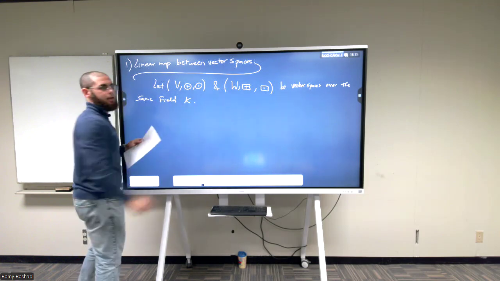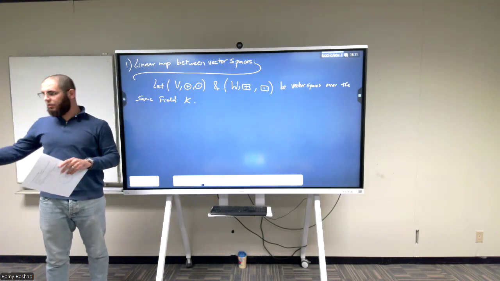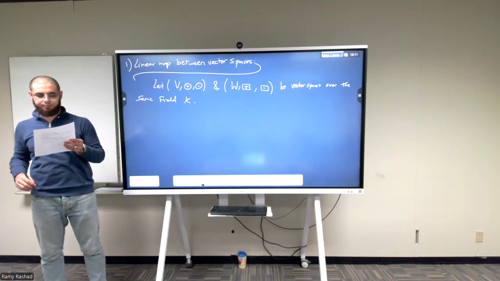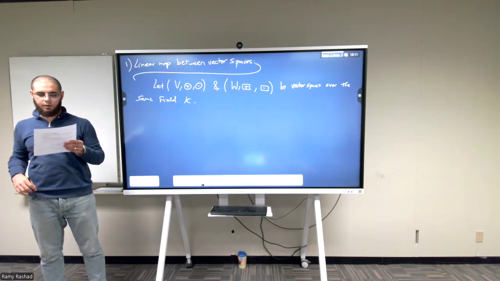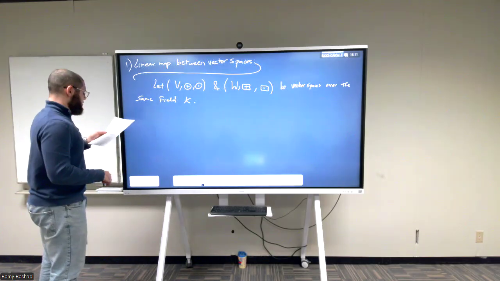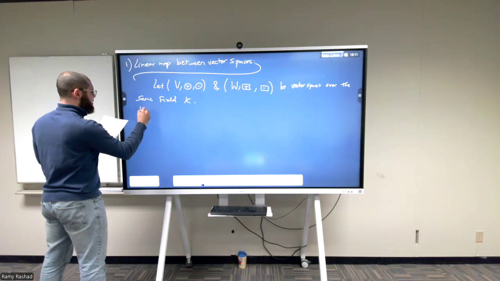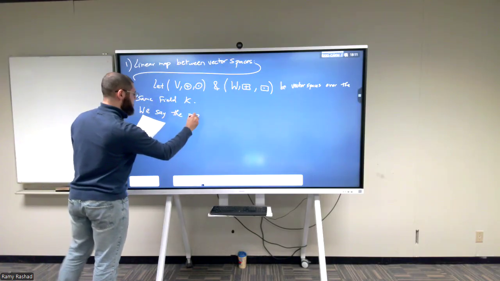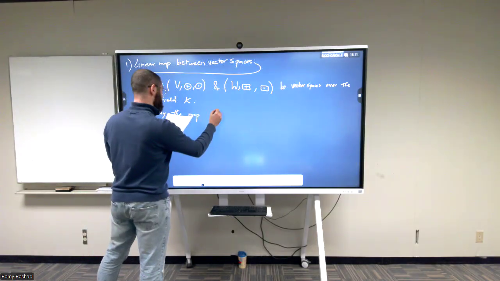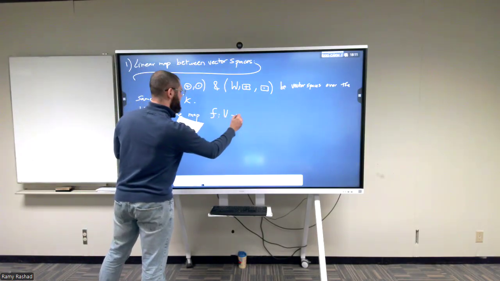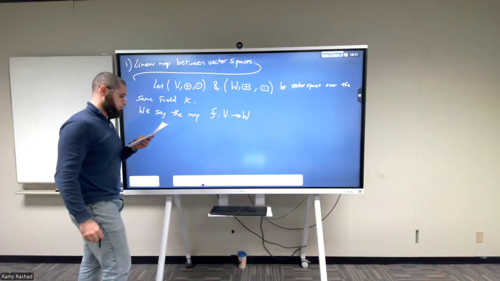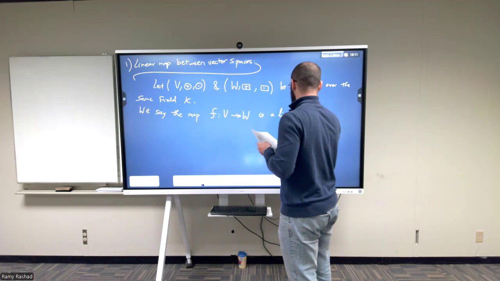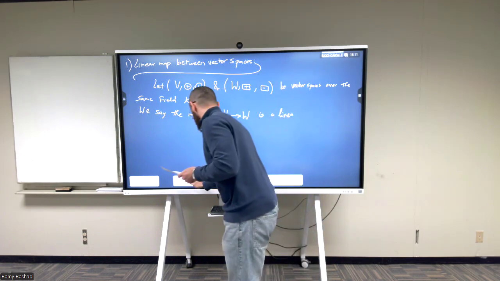And when I say K just like that, I mean it has its own plus and its own multiplication, but it's just suppressed in the notation. Now, we say the map F from V to W is a linear map. Okay, this is our definition.